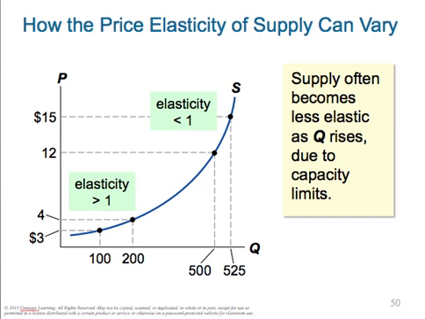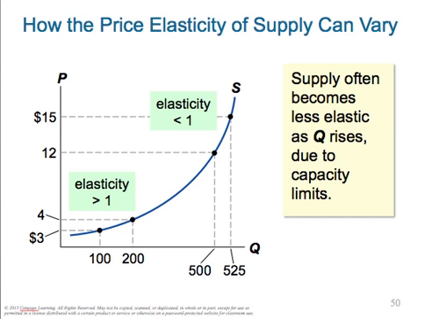So, how the price elasticity of supply can vary. Supply often becomes less elastic when quantity rises due to its capacity limits. Essentially, think about a factory. There's generally excess production in a factory. However, you can reach a point where you're at max, and you literally would have to build a new factory, add onto a factory to be able to make more product. That's very realistic. That's more of a long run thing. That's why we say elasticity is greater in the long run.